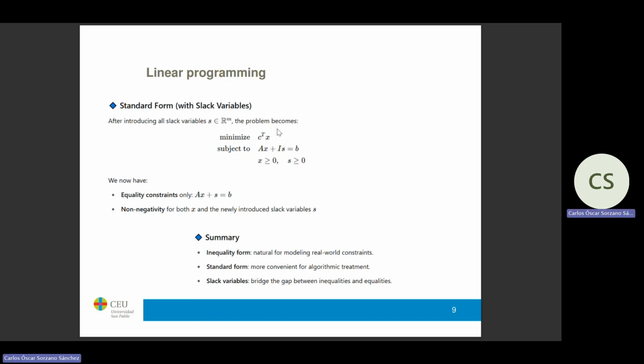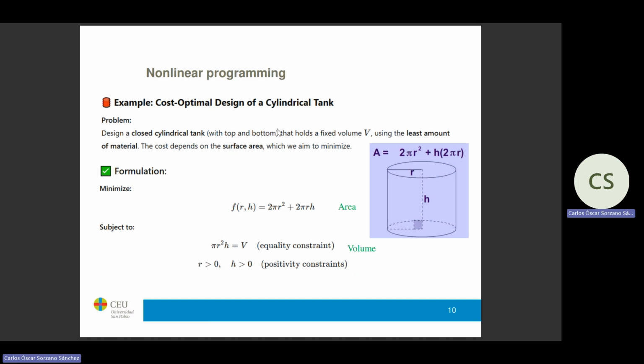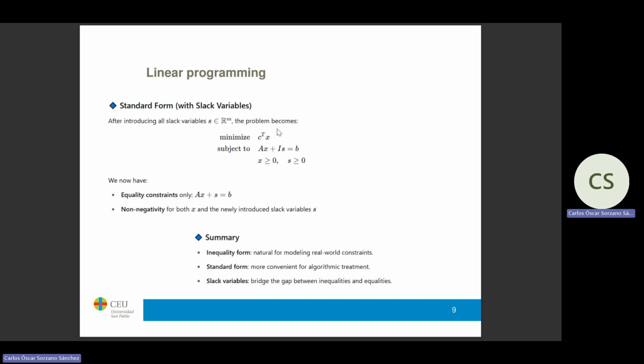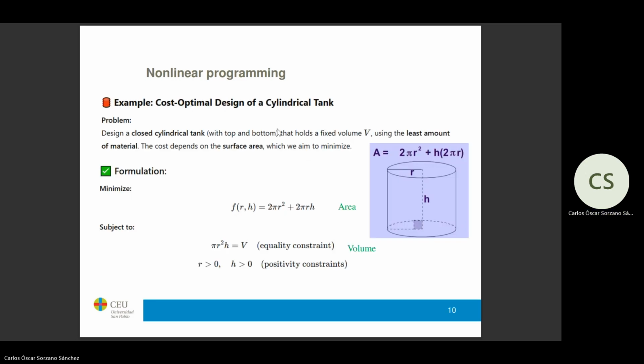Let's move to the next kind of problems, which are non-linear problems. Linear problems could be formulated, and the linearity mostly refers to the goal function. Here, the non-linearity also refers to the goal function.